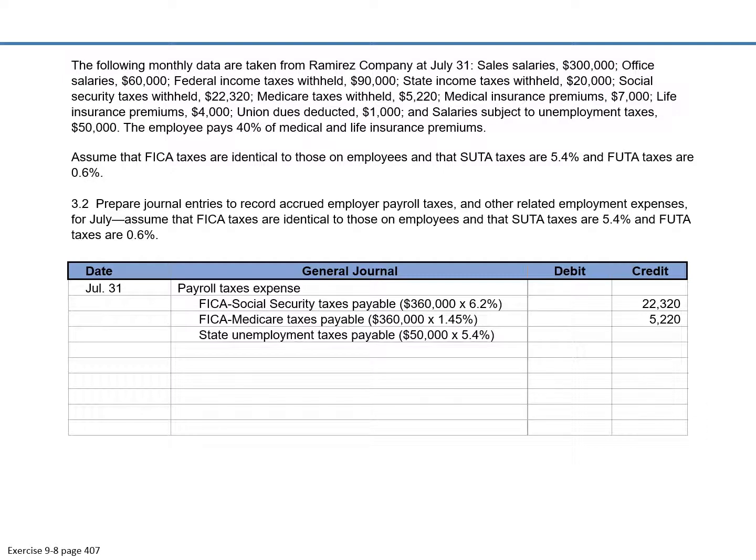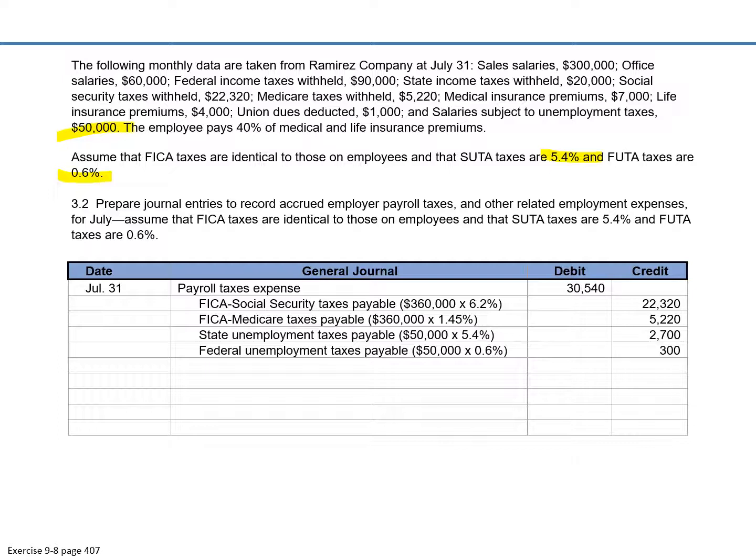And then we have state unemployment tax payable, and they tell us that $50,000 of their wages are subject to unemployment taxes, and that the rates are 5.4 and 0.6. So the state is 5.4, so 5.4 times $50,000 is $2,700, and then the federal is 50,000 times 0.6, which is $300. And then we also have to record the employer side of the life insurance premiums and the medical insurance premiums.